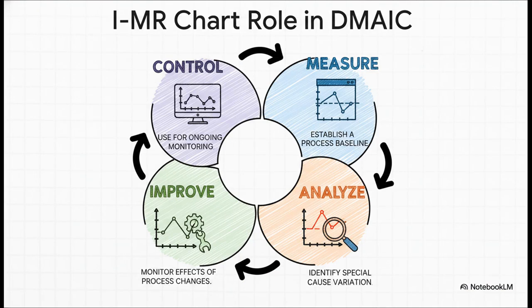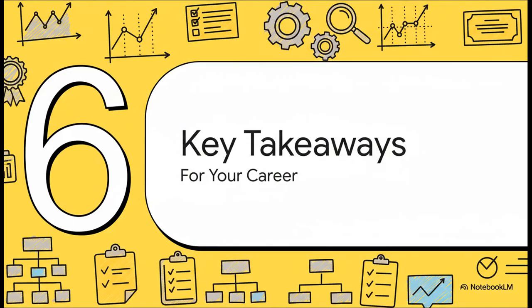In the measure phase, you use it to get your baseline, to understand your starting point. In analyze, any of those points outside the control limits, boom, those are your prime targets for investigation. During the improve phase, you can use it to see if your changes are actually working in near real time. And finally, in the control phase, the IMR chart becomes a permanent part of your dashboard for keeping an eye on the process forever. All right, let's bring this all home.